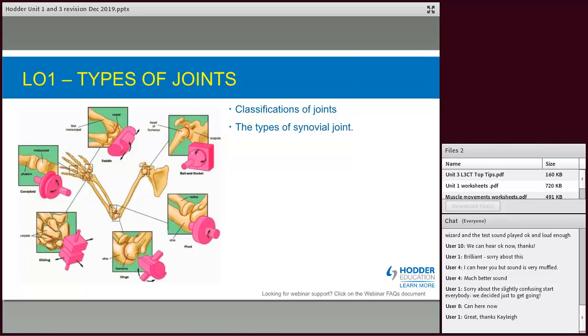Again, the muscle movement worksheet that I've adapted from an A-level context, to be fair, but it's going to be exactly the same for this kind of course, where you need to obviously be able to identify the main agonists, the antagonists, the joint involved, and the muscle contraction, your isometric, your concentric, and your eccentric.